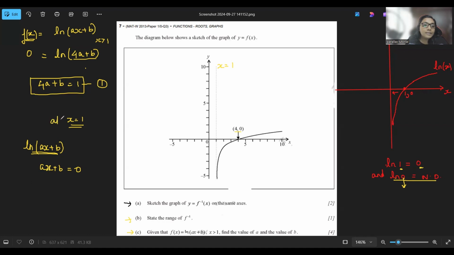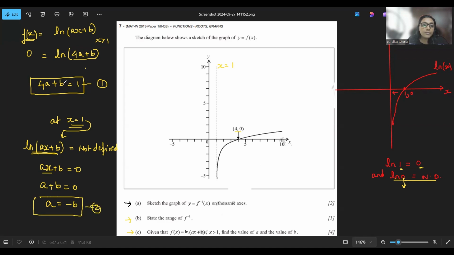So at x is equal to 1, ln(ax plus b) is not defined. What does that mean? It means that ax plus b is 0, or a plus b is 0, putting the value of x as 1. So a plus b is 0, which means a is equal to minus b. This is our second equation.